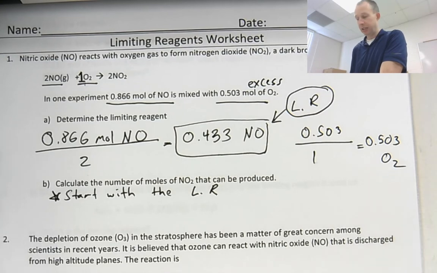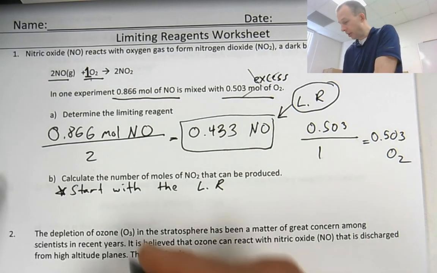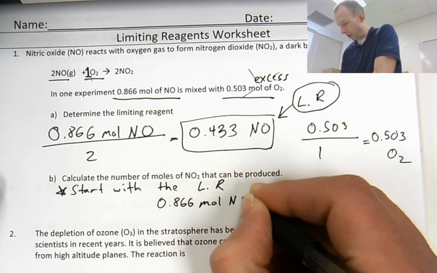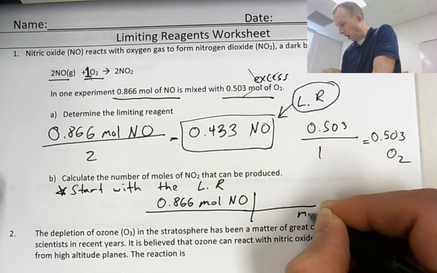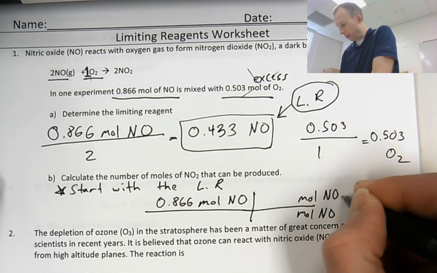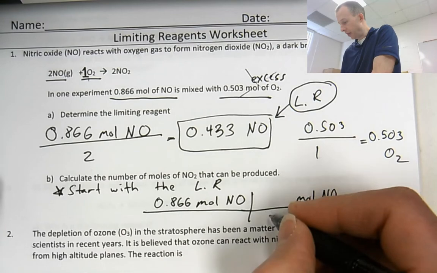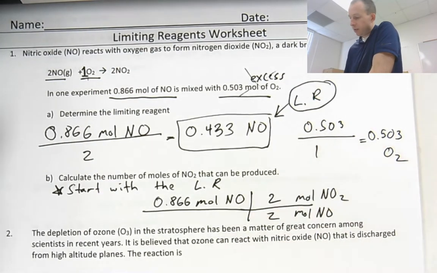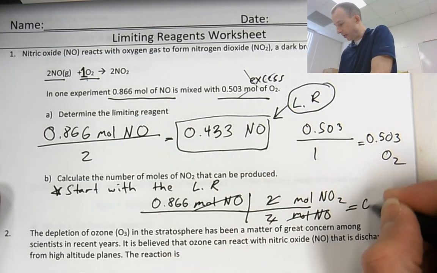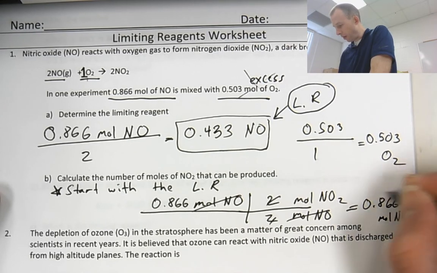And if you remember, when you have something that's in excess, you cross it off, for the sake of solving the problem. So in this case, we're just going to set it up: 0.866 moles of NO, and then we're trying to get to moles of NO2. So now we're going to get our coefficients. We have 2 moles of NO, 2 moles of NO2. It's a 2 to 2 ratio, so it's 1 to 1. They're going to cancel out. You're going to be left with 0.866 moles of NO2.